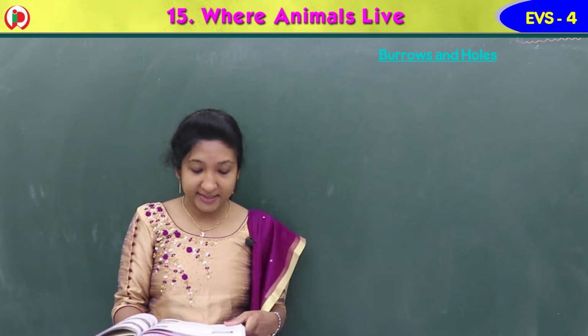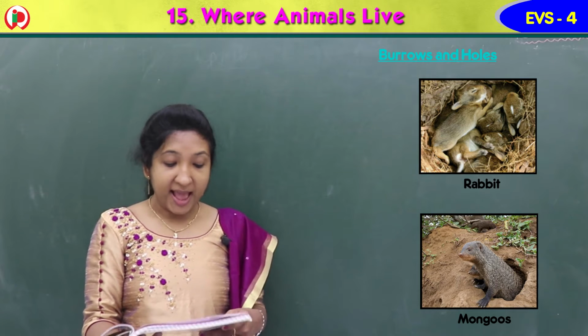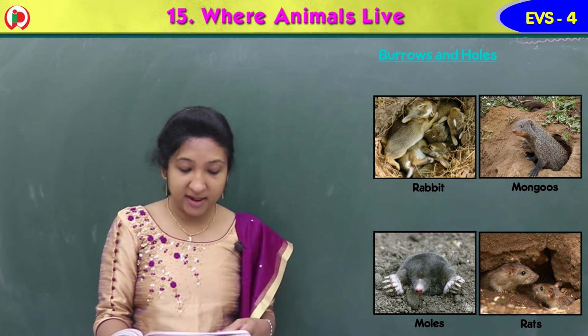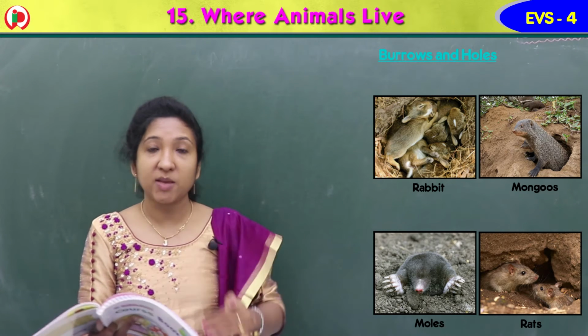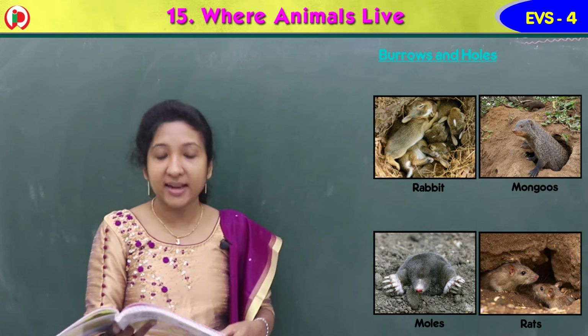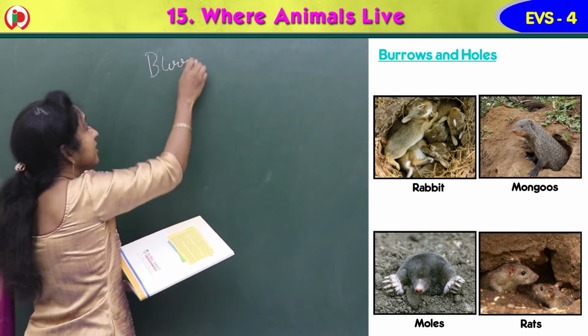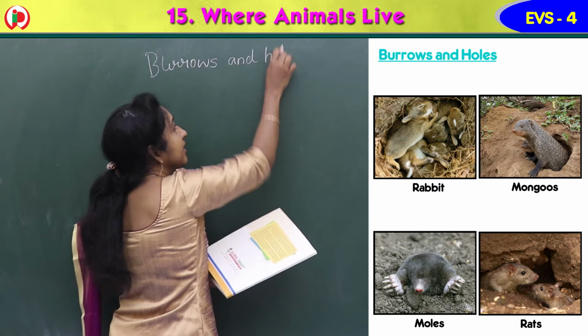Yes, some animals like rabbits and mongooses dig burrows in the ground and live in them. Moles and rats make underground tunnels to live in. So underground tunnels means like an underground passage they build. Rats and all live in the halls, isn't it? Rabbits also. We say burrows and halls, and they live inside it.